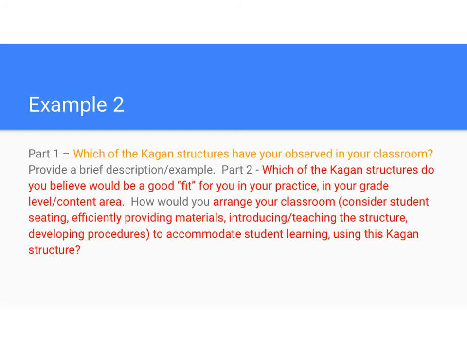Here's a second example. This is a little bit different. It only really has 2 or 3 parts. Which of the Kagan structures have you observed in your classroom? Provide a brief description. Part 2, which of the Kagan structures do you believe would be a good fit for you in your practice, in your grade level and content area? And how would you arrange your classroom to accommodate student learning using this Kagan structure?